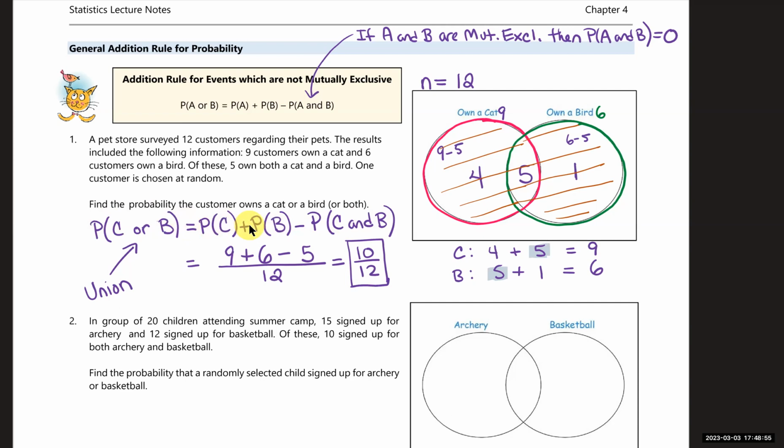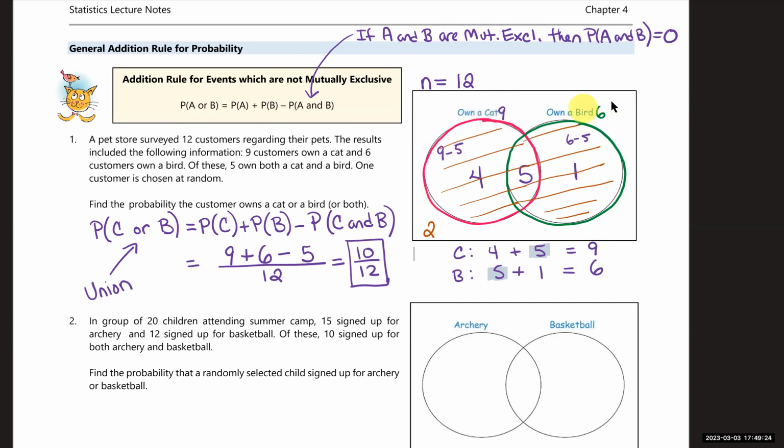Now, my last note here, though, is I would like to finish my Venn diagram because 10 people are now accounted for that own a cat or a bird. I do have 12 customers total. So if 10 are inside the circles in the union, 12 people minus 10, I still have 2 people out here that are customers that don't own a cat. They also don't own a bird.